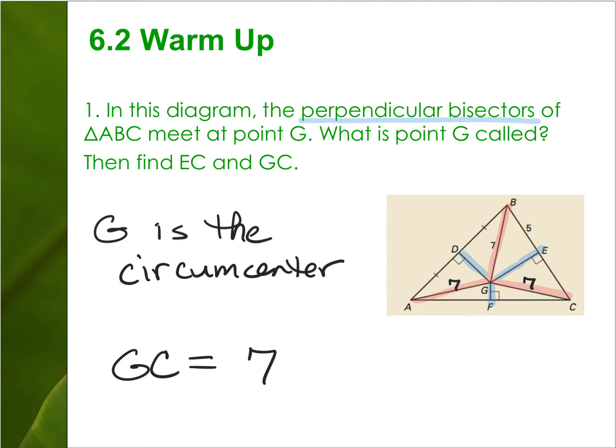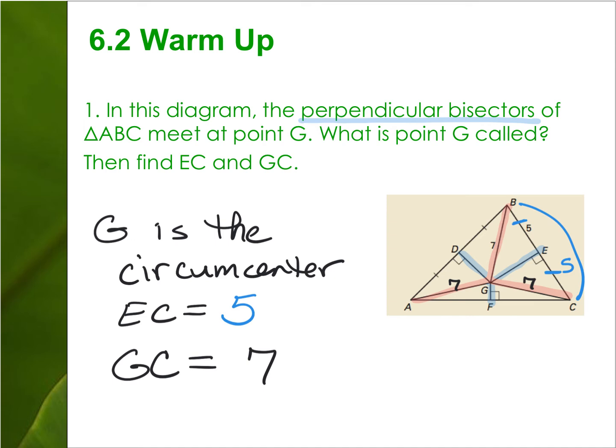And the other thing they asked me to find is the length of EC. Well, if these blue lines are perpendicular bisectors, I know that it is split this side over here. CE is congruent to BE because the blue line is the perpendicular bisector, and it's splitting BC into two congruent pieces. So if BE is 5, so is EC. So be able to apply all of these definitions and theorems and be able to find missing pieces from your figures.